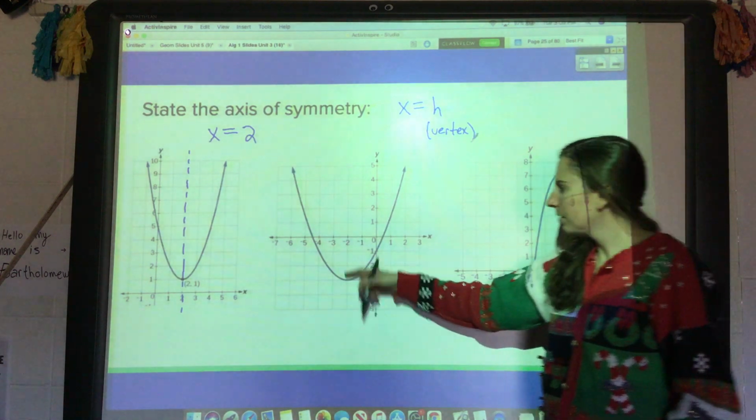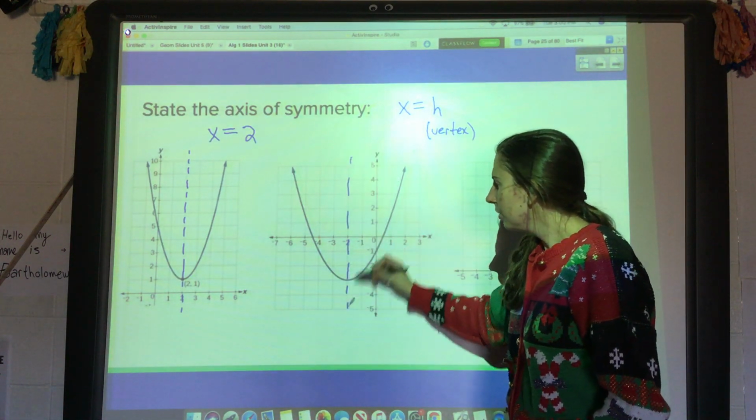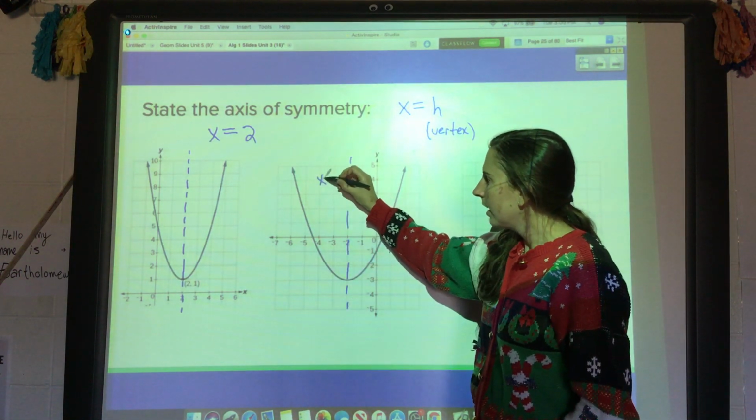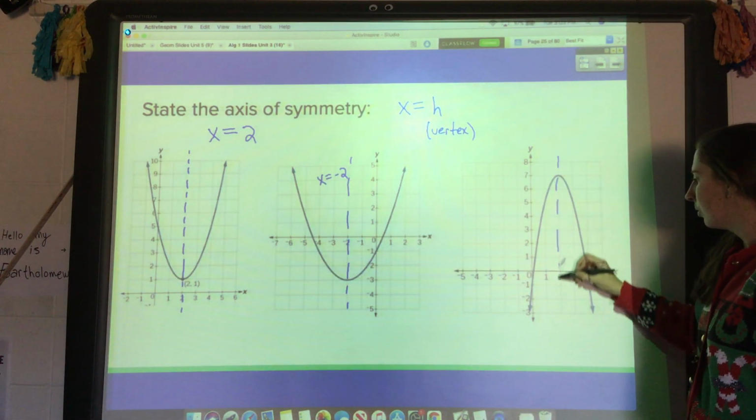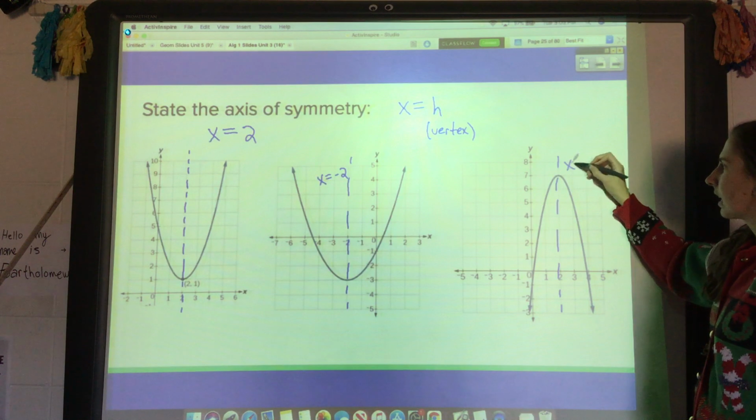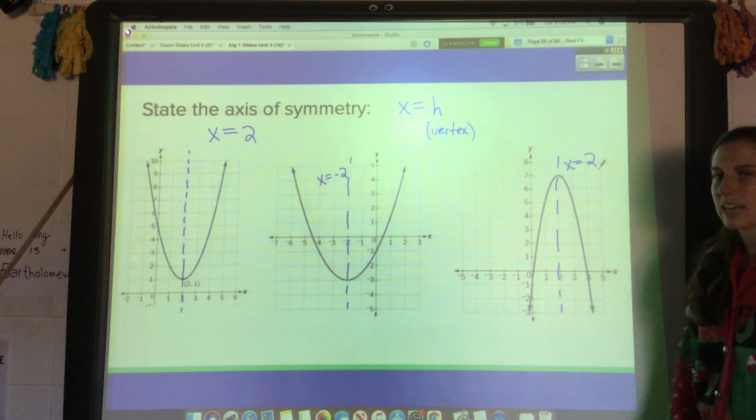Like on this one, it goes through -2. So the equation for this line is x equals -2. For this one, it goes through +2 again. So it's x equals 2. That's the axis of symmetry.